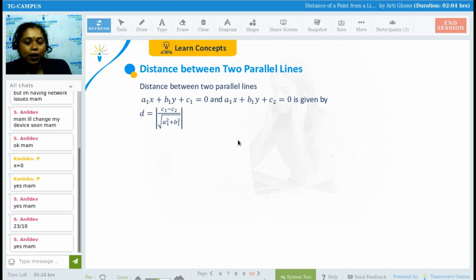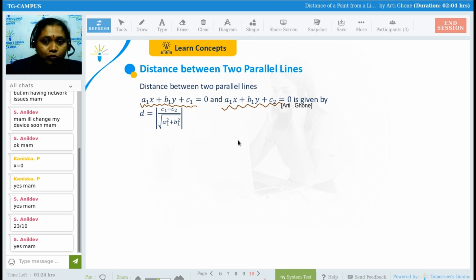Now, the distance between two parallel lines. Just understand this structure first. In the JEE, you have to understand that the lines are parallel directly from the equation. Means no one is going to tell you in the question for JEE that these two lines are parallel. How will you go? You are going to observe these lines with the coefficients.